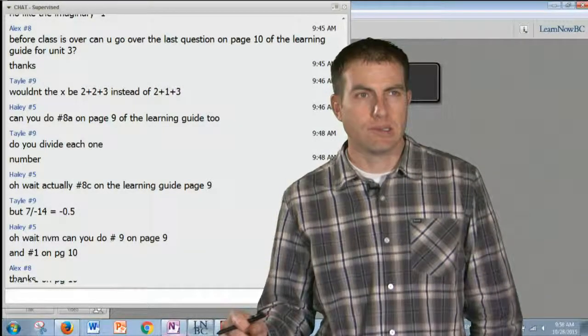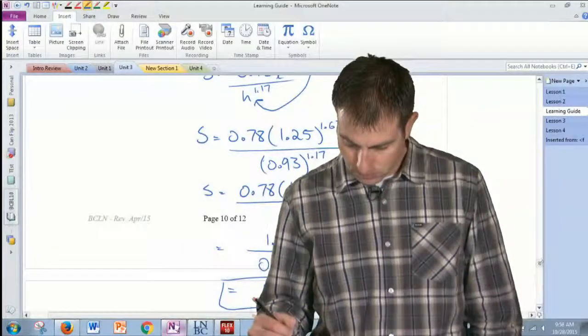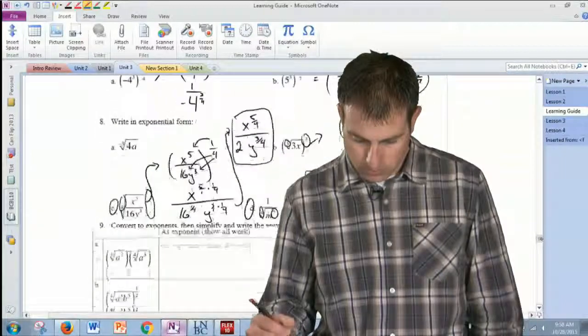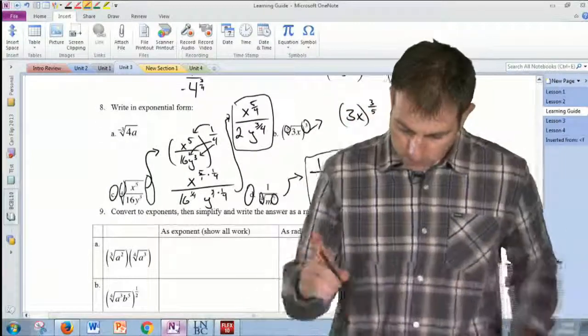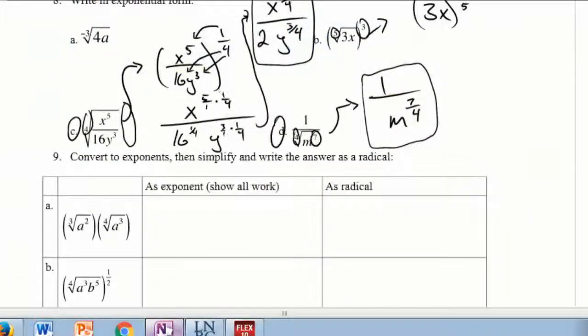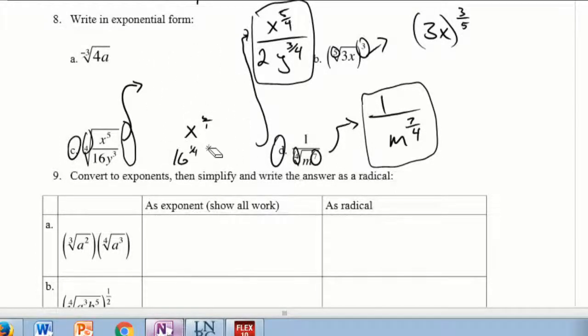Let's go to 8A on page 9. Leave that up for a second in case anybody is interested in it. Although just looking at all of this probably doesn't make a ton of sense right now. But I guess you could always go back and look at the video and see my solution there, if you're having issues with that one.